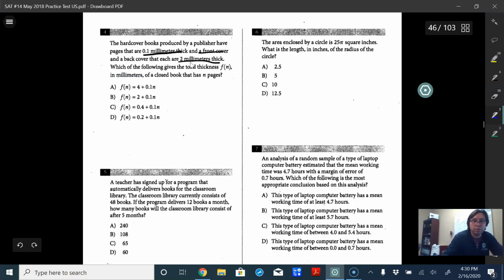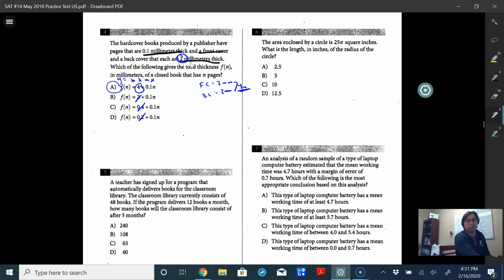So we can see that is going to be y equals b plus mx. And the b that we can take, we have a front and back cover. They're both 2 millimeters thick. So the front cover is 2 millimeters, and the back cover is 2 millimeters. That collectively is going to be 4 millimeters at a minimum. Just based on that information alone, that's wrong, that's wrong, that's wrong, because that's the constant there. You've got to start at least at 4 millimeters. A is the answer choice, and we can eliminate everything else based off that.